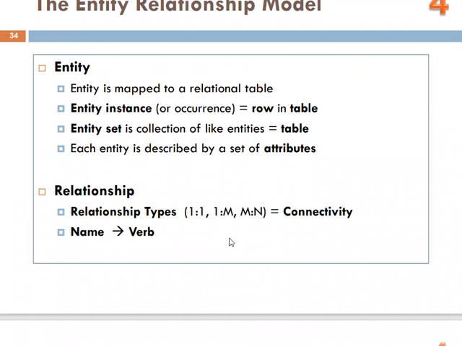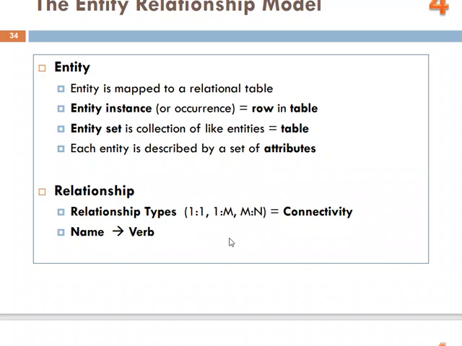Entity instance or occurrence equal to row in table. Satu row tu menandakan satu kewujudan entity. So, entity set is a collection of like entities. Okay. Table tu kita panggil juga sebagai entity set. Maksudnya data ataupun collection of data tentang entity yang sama diletakkan dalam satu entity set. Okay. Each entity is described by a set of attributes. Okay, so kalau tentang customer name, customer address, itu adalah attribute. Okay, kita recall balik yang saya sebut awal-awal chapter 2 tadi.